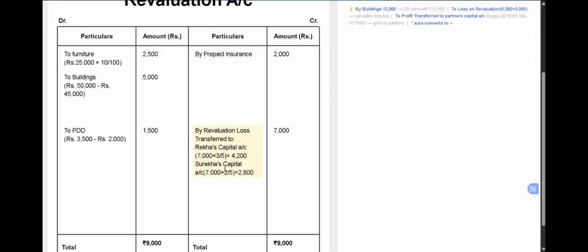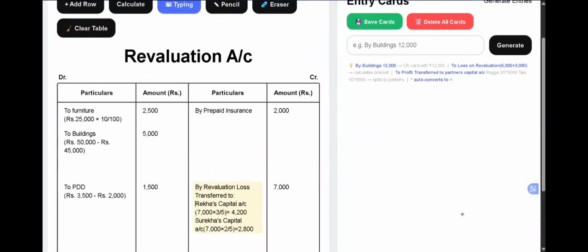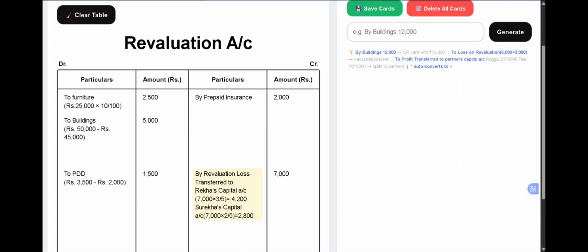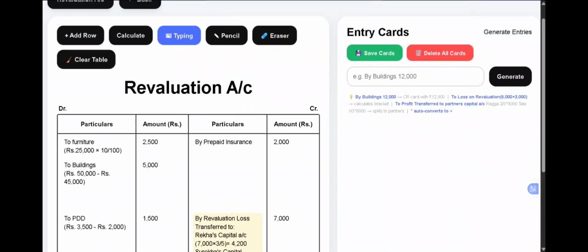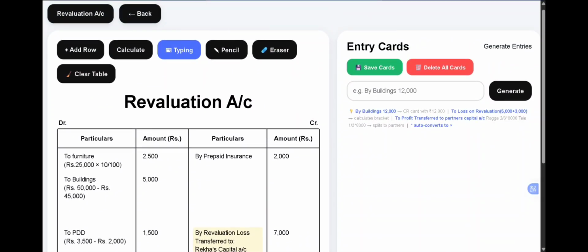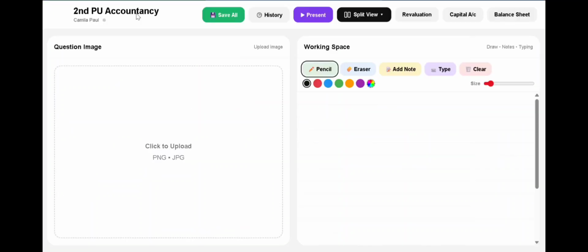That is 7,000 into 3 by 5, that is the old ratio. So Rekha will get 4,200 and Surekha will be 7,000 into 2 by 5, that is 2,800. So this is the loss which has to be borne by the old partners. So this is the revaluation account, that is the loss. Now this should be transferred to the partners' capital account. Now we will move on to see the next account, that is the partners' capital account.